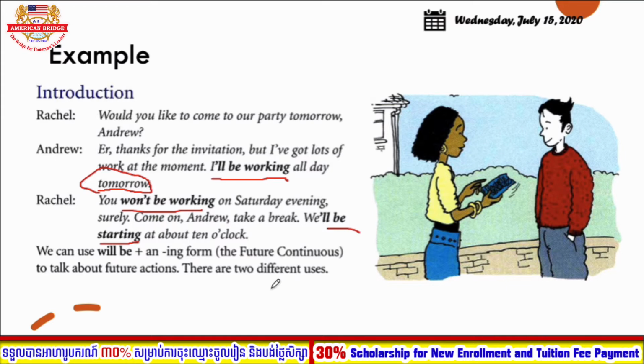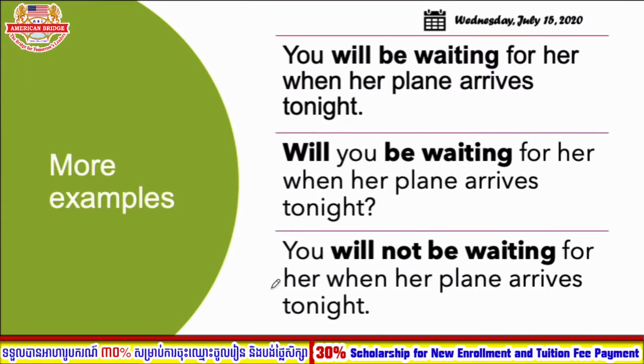So to get another clear picture, let's look at some more examples. You will be waiting for her when her plane arrives tonight. So will be waiting is the future continuous. Will you be waiting for her when her plane arrives tonight? Which is also the future continuous in the question form. And you will not be waiting for her when her plane arrives tonight, which is the future continuous in the negative form.